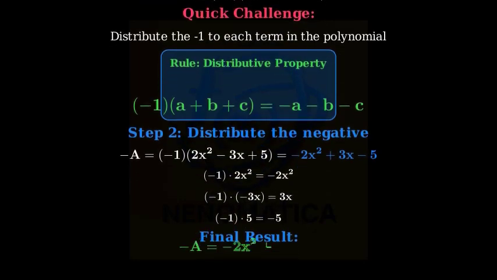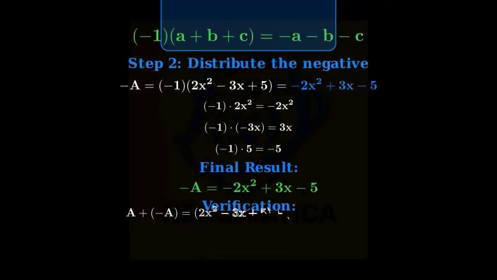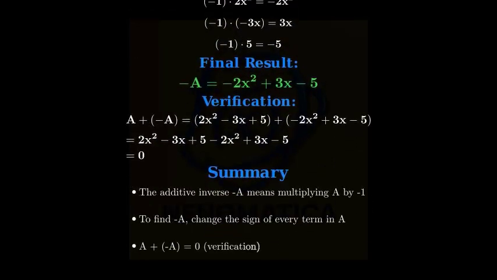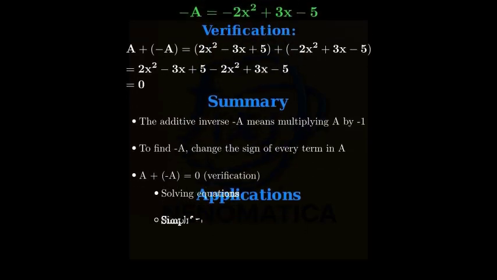To summarize, the additive inverse of a polynomial is found by multiplying each term by -1, which changes the sign of each term. This concept is important in algebra and has many practical applications, such as solving equations and manipulating expressions.